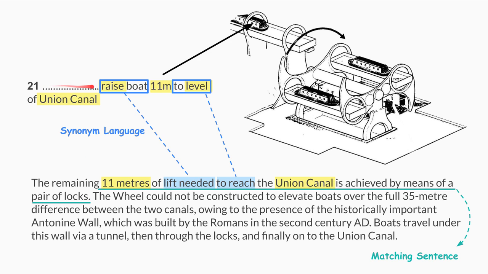So the correct answer here is pair of locks. But be very careful, because in the directions it says that we can only choose an answer that has one word. So the answer can only have one word, so I'm not going to put pair of locks, rather, I'm just going to put locks. So that's going to be our answer. I'm going to fill it into my answer sheet, and once I'm done answering the question, I'm going to put the question number next to that matching sentence. So I found the answer to number 21 right here.